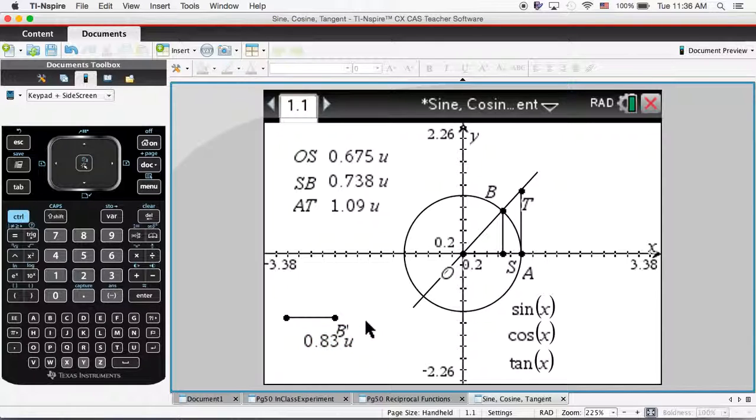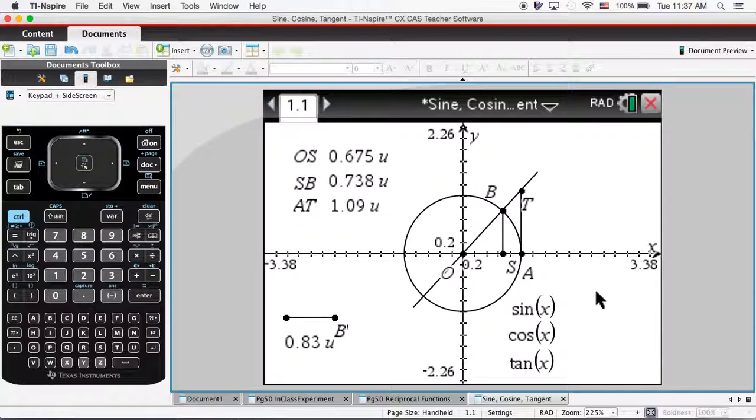And we got some lengths here. OS is from here to S, which is the intersection of the perpendicular line going through B to the x-axis. The length OS is 0.675 units. And from that point, the distance to B is 0.738 units, which is this one. Also notice that the segment AT, which is this one, has a length of 1.09 units.